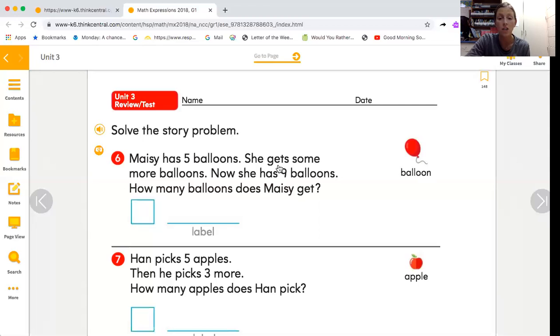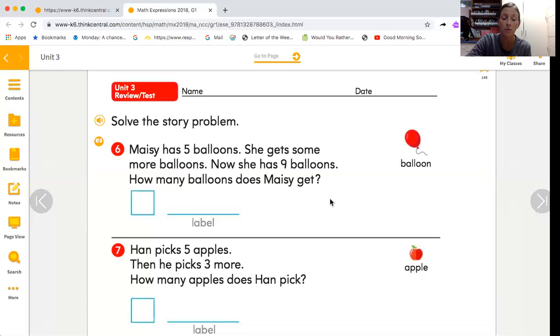Maisie has 5 balloons. She gets some more balloons. Now she has 9 balloons. How many balloons does Maisie get? Go ahead and pause this video so that you can solve this problem.